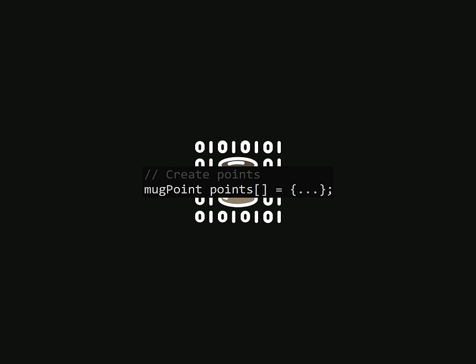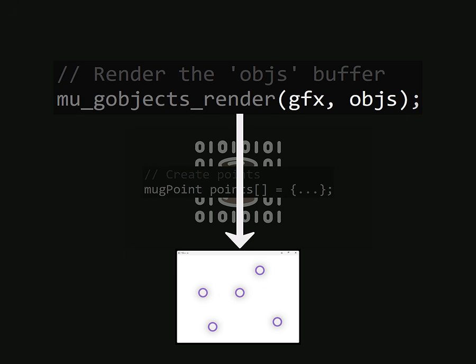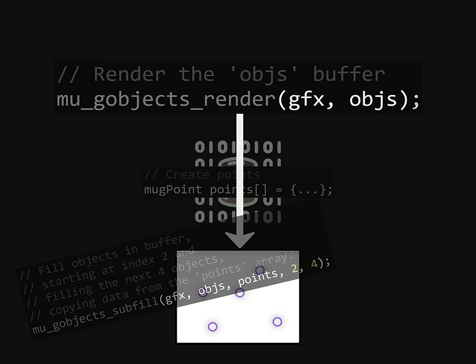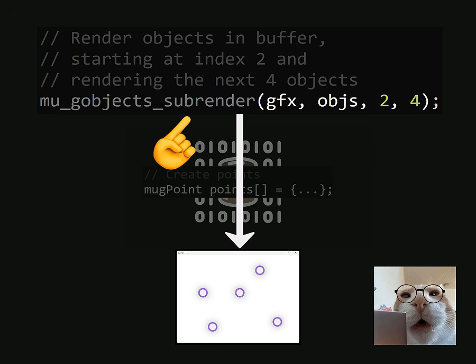These can be used to update the data for only certain objects within the buffer. Once the buffer has the object data you'd like for it to have, you can then render the buffer, which goes in and renders all of the objects stored within the buffer. Similarly to how you can fill select portions of the buffer, you can also render portions of the buffer, which is done with the sub-rendering functions. These can be used to render only certain objects within the buffer.